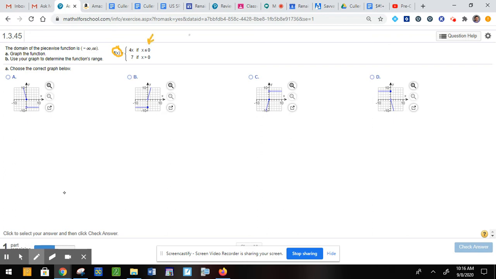So one function is y equals 4x, and that's where x is less than or equal to 0, so the left side of the graph. The other function is y equals 7, and that's where x is greater than 0, so that's the right side of the function. So it's a matter of figuring out which side matches up.